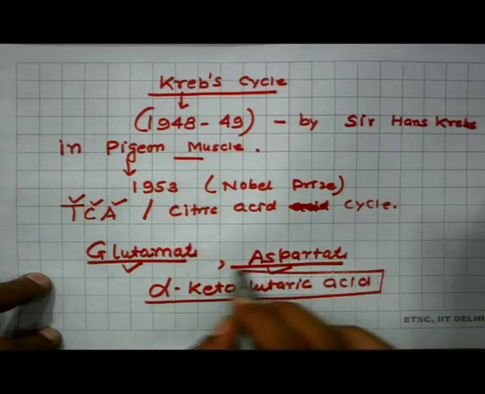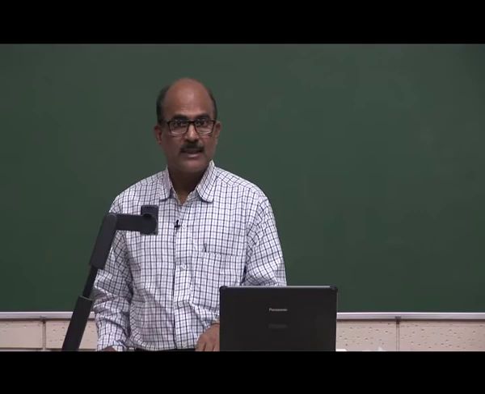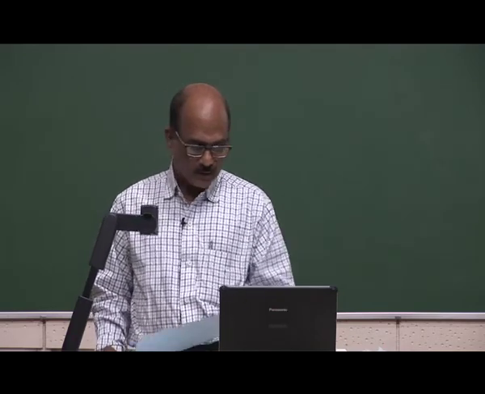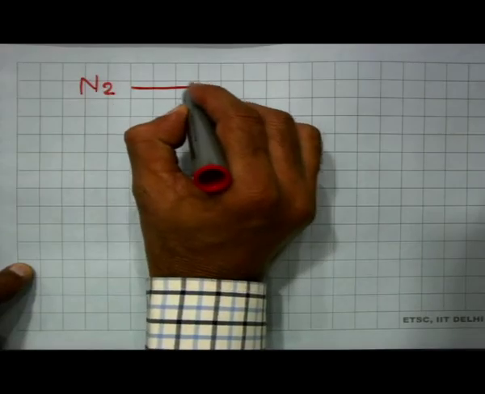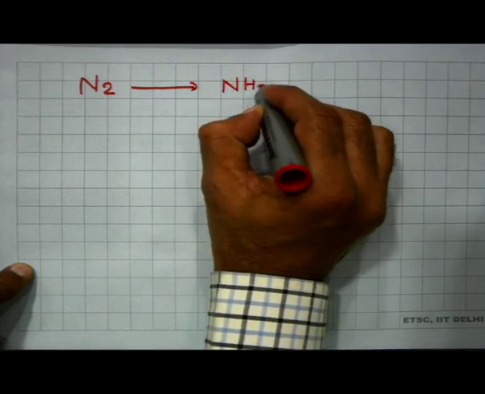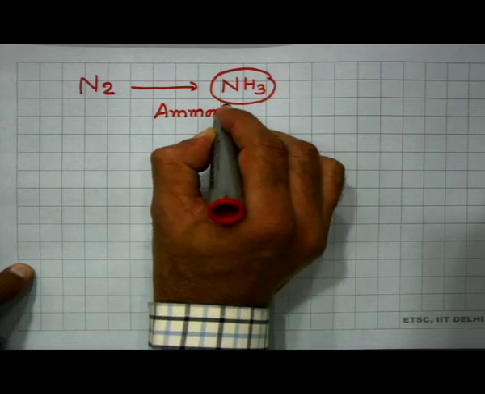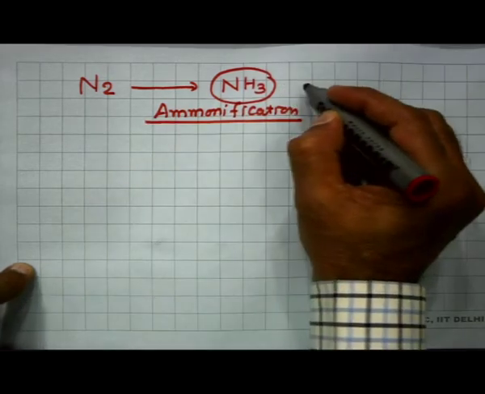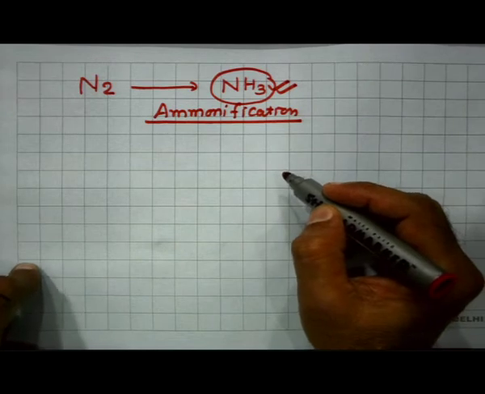It is discussed in the chapter mineral nutrition. When biological nitrogen fixation takes place, the product will be ammonia. The N2 is converted into ammonia. This process is called ammonification. You know that ammonia is highly toxic to plants as well as human beings.